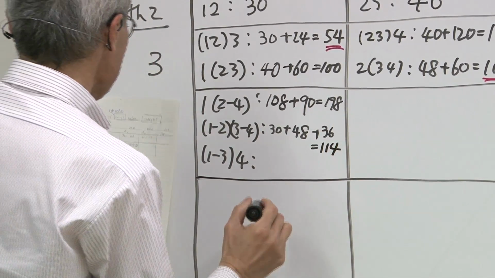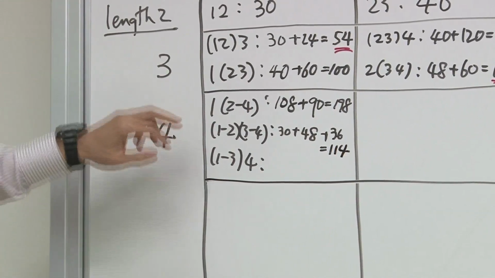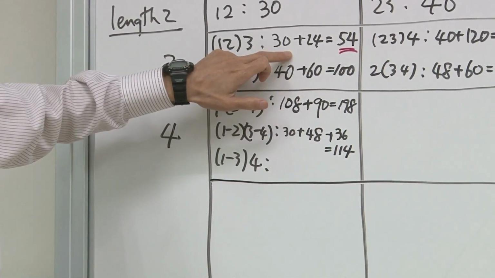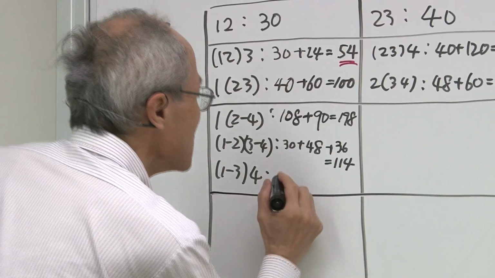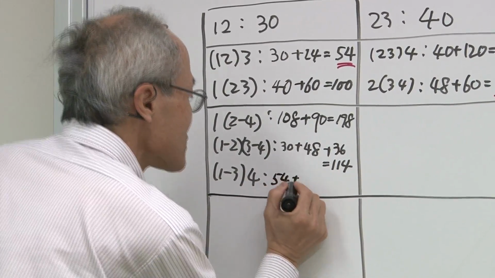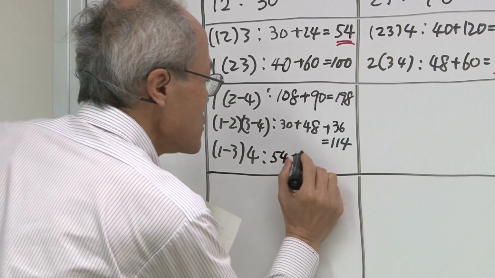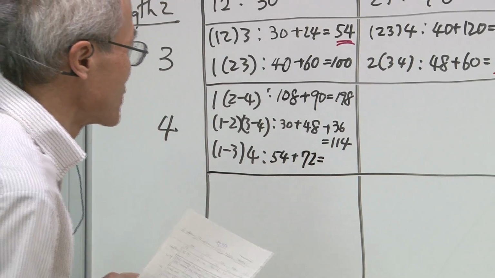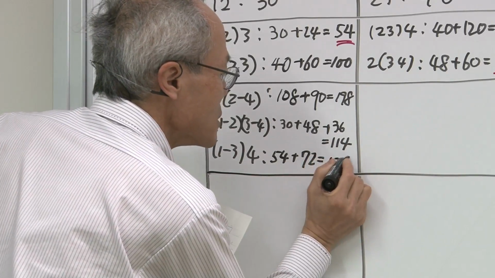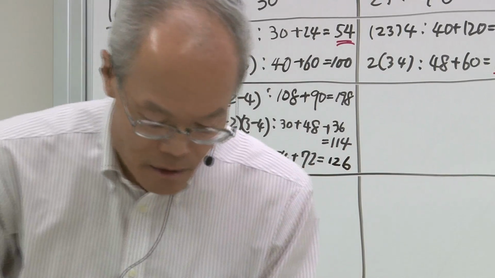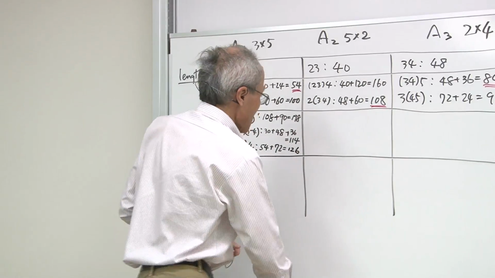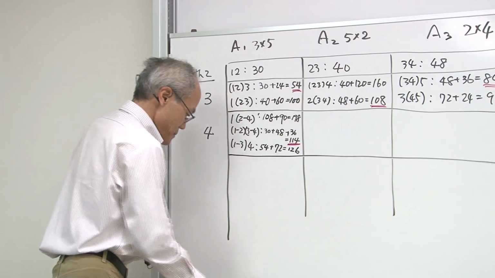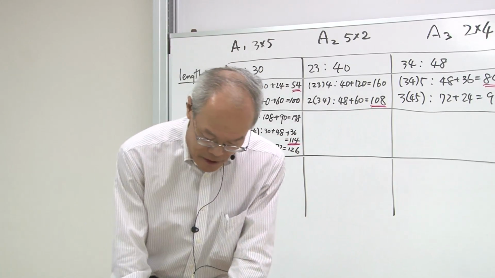Okay. And what about this? In order to multiply 1, 3, we have the answer here. So the 54 plus 72 is equal to, I don't know, 126. And again, the best one is this. Just the same thing.